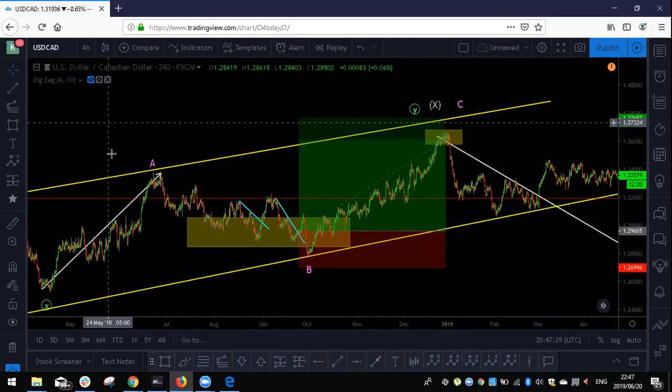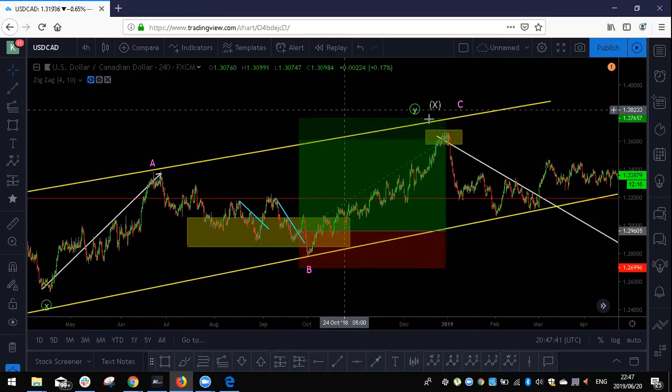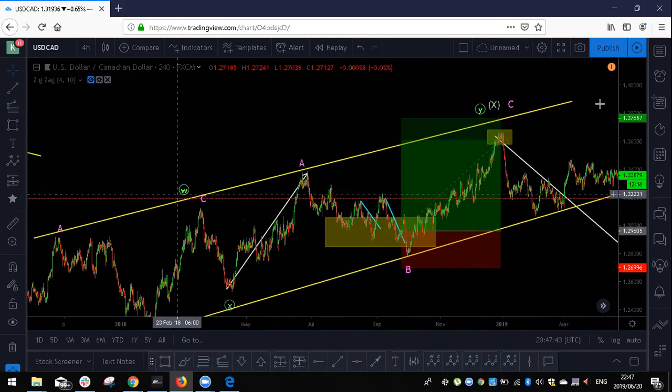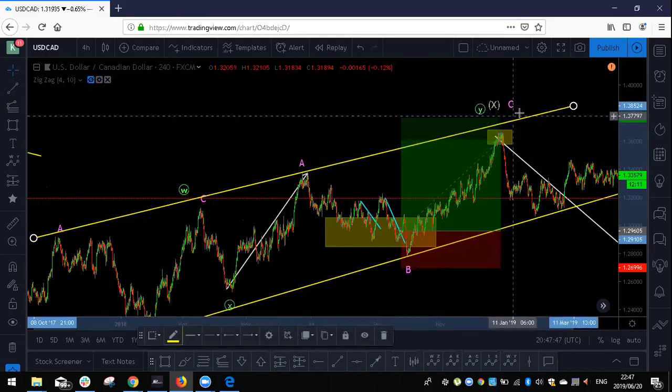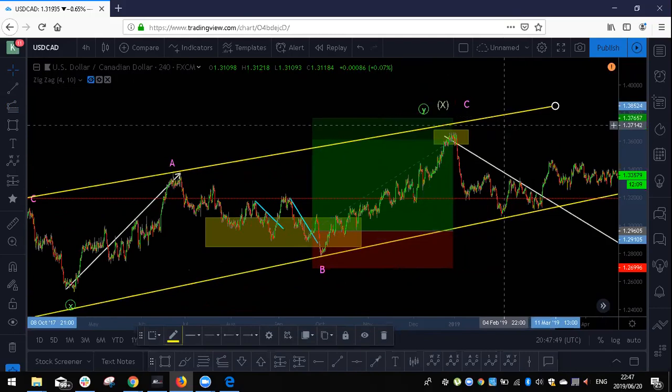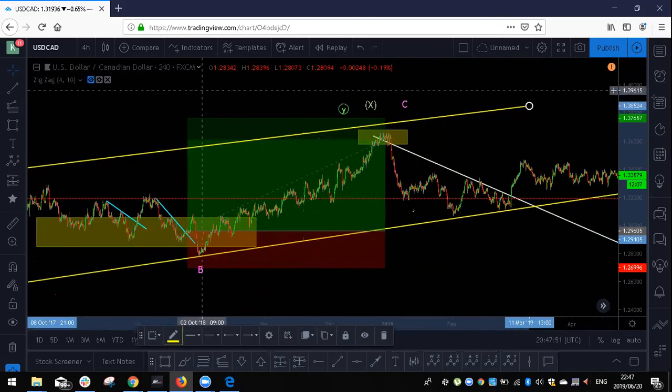So this sell was confirmed by the TP2, and another thing is that we can see we are almost touching this trend line. We are almost touching this trend line, so we are expecting that reversal.